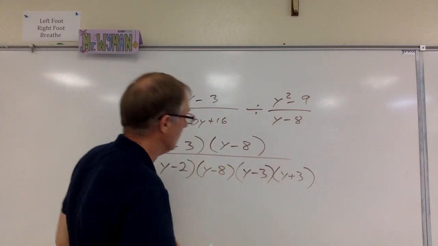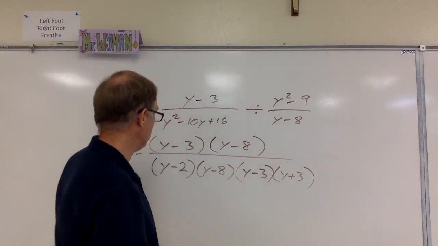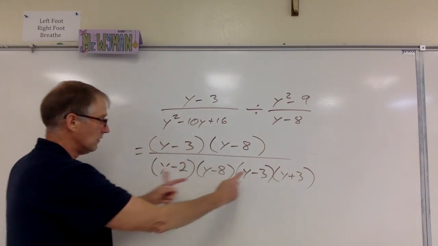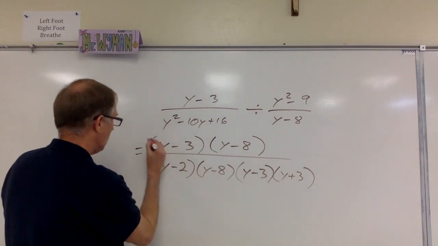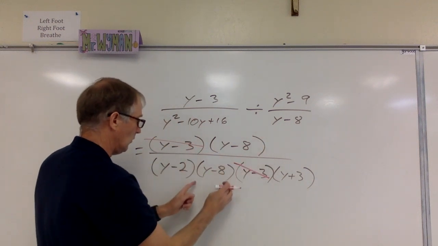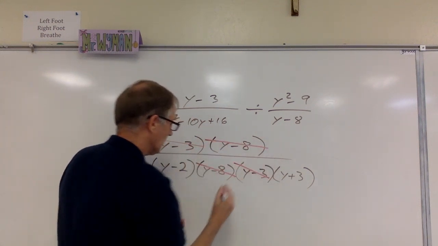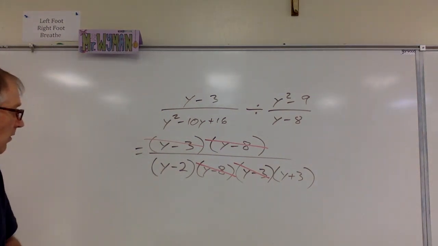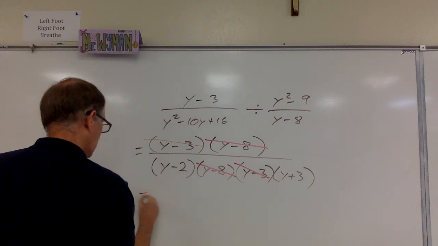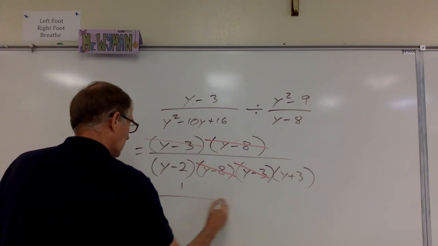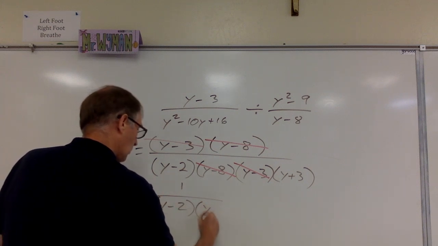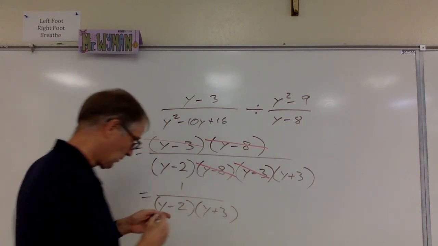Okay. All right. So now we can factor anything that's common. We have a y minus 3 in parentheses here and a y minus 3 in parentheses there. So those factor out. And I have y minus 8 and y minus 8. Okay? So now we just write what's left, which is going to be 1 in the numerator divided by y minus 2, y plus 3. And we're done.